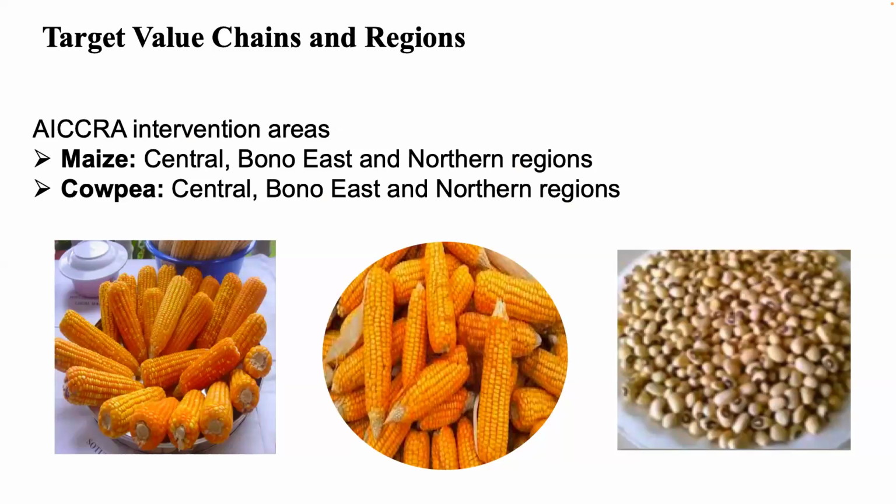These are the value chains that I talked about earlier, divided into two: the maize and the cowpea. For the maize, we're looking at the Central Region, Bono East, and the Northern regions. And for the cowpea, we're looking at the Central, Bono East, and the Northern regions. Next slide, please.